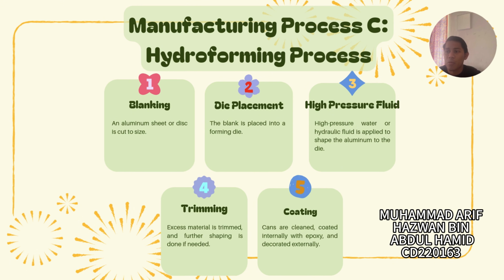After the aluminum is shaped, we move to trimming and shaping. Any excess material is trimmed off, and further shaping is done if necessary to perfect the design. So finally, the cans go through coating and plating, where the cans are cleaned to remove any residue. A protective epoxy coating is applied inside to make the can safe for its contents. And lastly, on the outside, the cans are decorated with branding or design, making them ready for use.